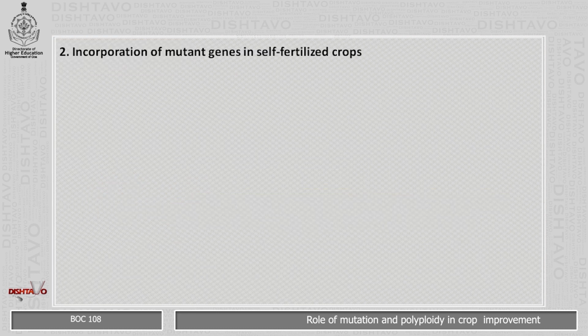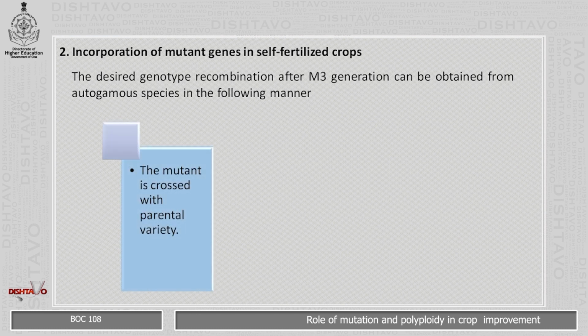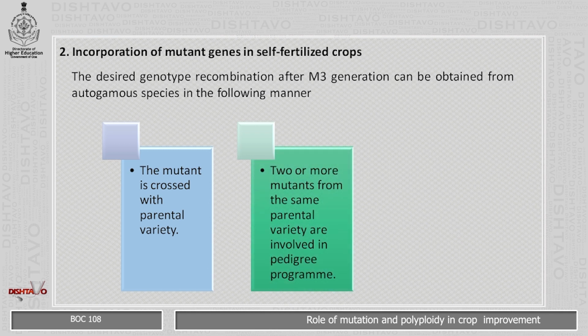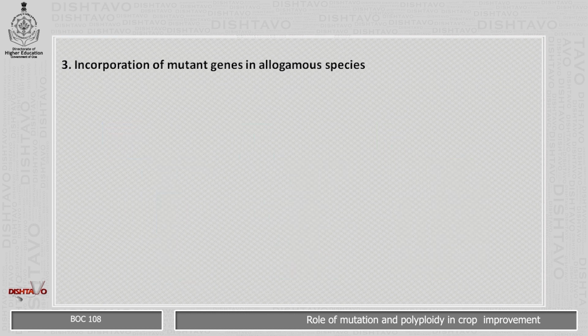Incorporation of mutant genes in self-fertilized crops. The desired genotype recombination after the M3 generation can be obtained from autogamous species in the following manner. First, the mutant is crossed with the parental variety. Second, 2 or more mutants from the same parental variety are involved in a pedigree program. Third, backcrossing the mutant as donor parent with a different variety as recipient parent.